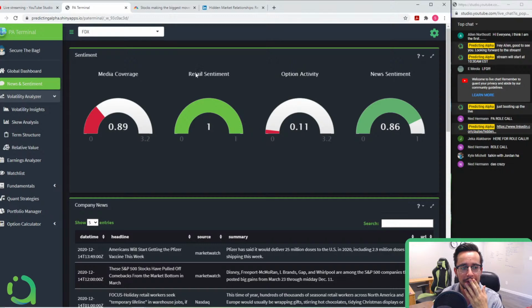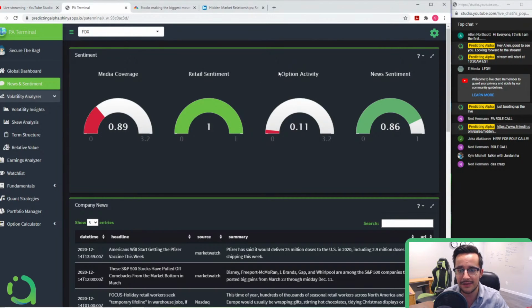First thing to note when we come to the news and sentiment is for FedEx, retail sentiment is 100% bullish. Everybody thinks the stock is going up in the retail space. That's based on what we're seeing on social media. And we can also see from the news that the news is extremely bullish too. So if we look at the keywords in articles being published about FedEx, it's 86% bullish.